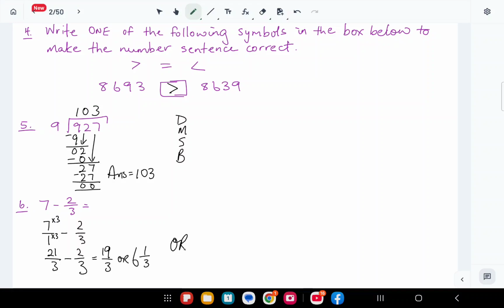Another way we can do this is to say 7 take away 2/3, where the 7 here will be 6 wholes and 3 over 3 as a fraction, take away 2 over 3. So what we can do here is take away the fractions. 3 over 3 take away 2 over 3 will give us 1 over 3, and we keep our whole number, which is 6.